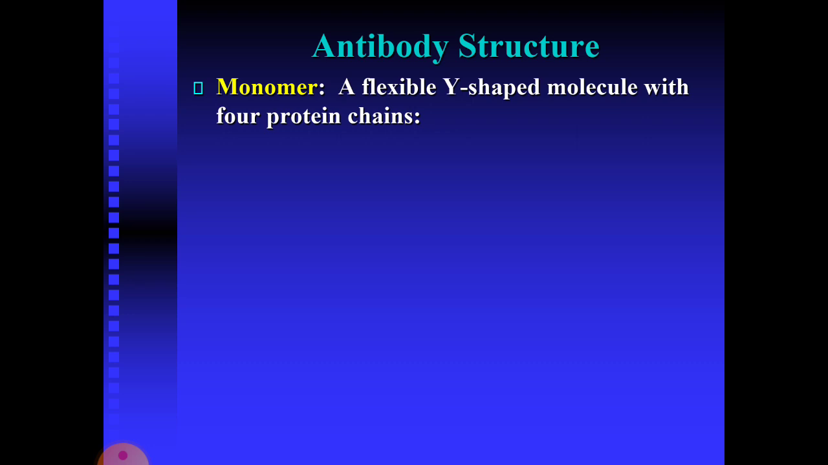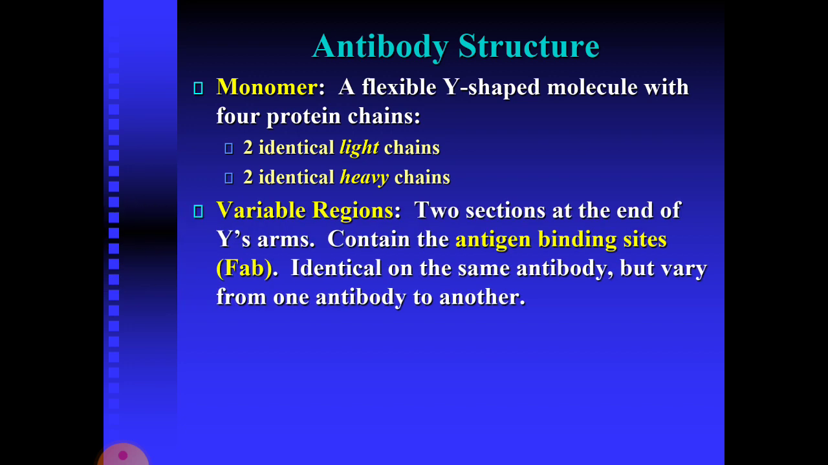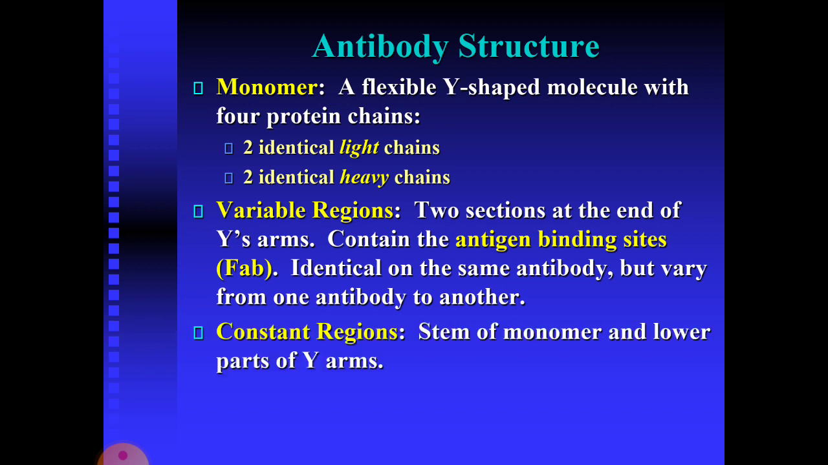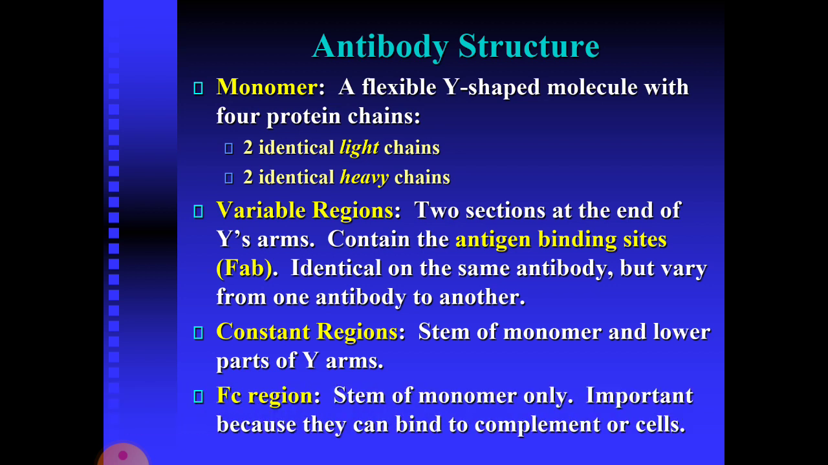Antibody structure. In monomer form, it is a flexible Y-shaped molecule with 4 protein chains. It comprises 2 identical light chains and 2 identical heavy chains. Variable region: the 2 sections at the ends of the Y arms have variable regions, containing antigen binding sites called Fab, identical on the same antibody but varying from one antibody to another. The constant region is the stem of the monomer and the lower part of the Y arms. The Fc region is the stem of the monomer only, important because it can bind to complement or cells.